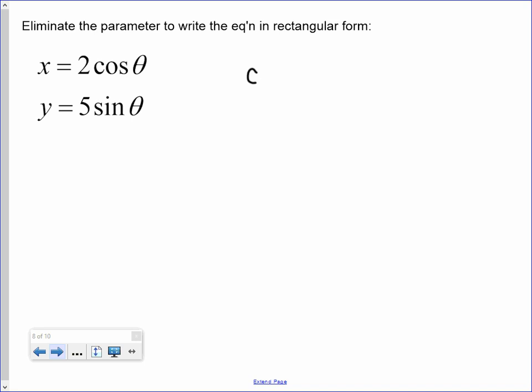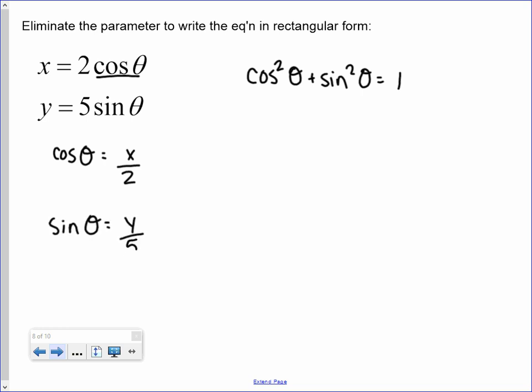So what we're going to do is use one of our identities from chapter 5, which says that cosine squared theta plus sine squared theta is equal to 1. We're going to use our Pythagorean identity from chapter 5. And in order to plug into that identity, all we have to do is solve for sine and cosine, which is very easy. In this first equation, to get cosine all by itself, I just have to divide both sides by 2. So cosine is x over 2. In the second equation, sine is y over 5.